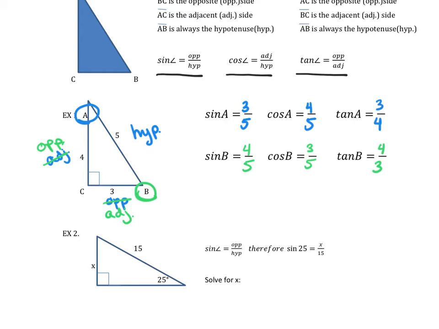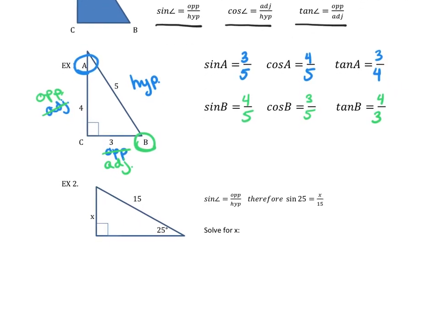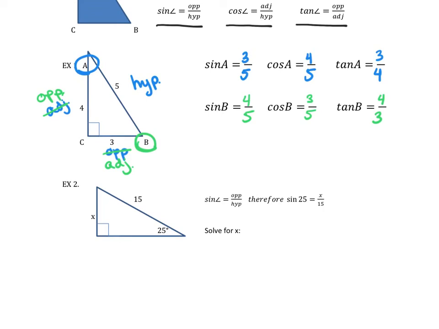We can use these ratios to find missing values in our triangles. So if we look at example number 2, we are given an angle, that's 25. We're given the opposite side, and we're given the hypotenuse.